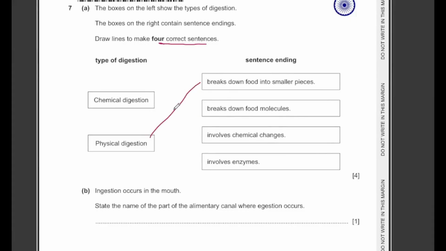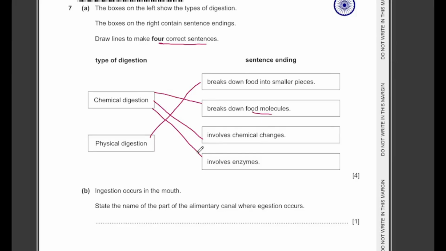Okay. Next one. Break down food molecules. Who is doing the breaking of the food molecule? They are talking about food molecules, so breaking of food molecules is the chemical way. Involve chemical changes, so basically chemical only. The last one, involve enzymes. Chemicals do that, right? So chemical digestion is where the food molecules are broken, chemical changes take place, and even enzymes are involved. Whereas physical digestion only breaks down the food into smaller pieces. There is no chemical change occurring here.